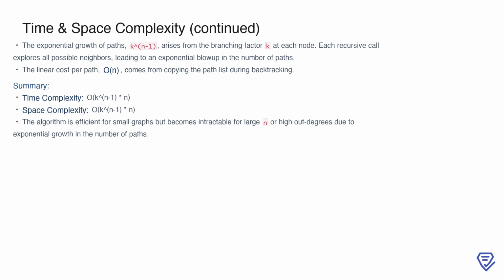To summarize, the time complexity of the algorithm is k(n1)*(n***), and the space complexity is also k(n1)*(n***), with the dominant factor being the storage of paths. While the algorithm performs efficiently for smaller graphs, it becomes computationally intractable as the graph size increases, especially if n is large or the maximum outdegree k is high. This highlights the trade-off between problem complexity and algorithm efficiency when dealing with exponential growth in graph traversal problems.